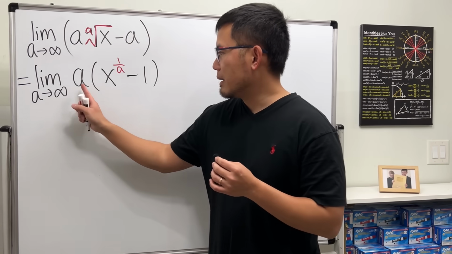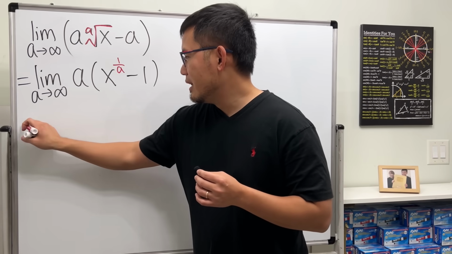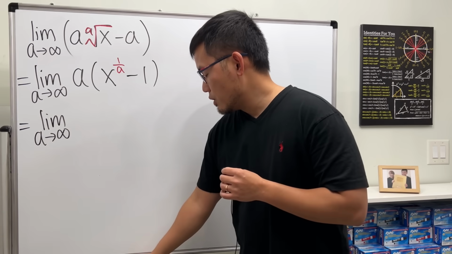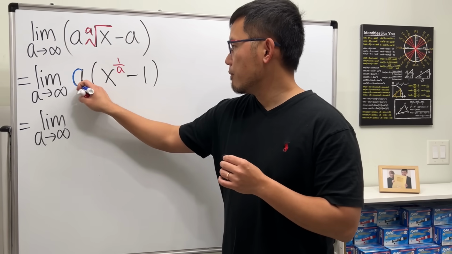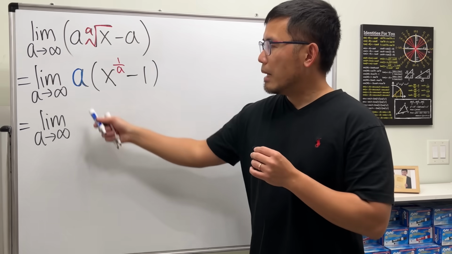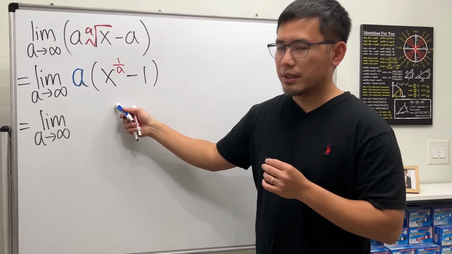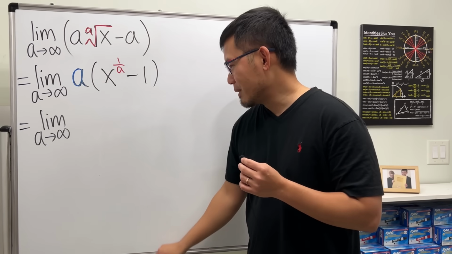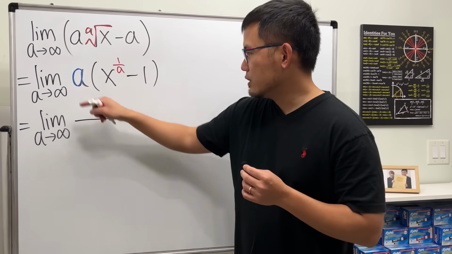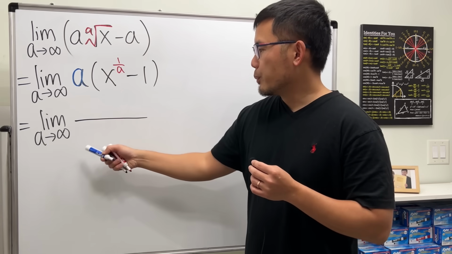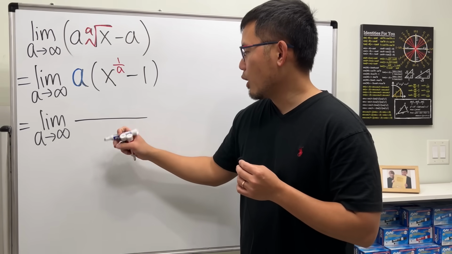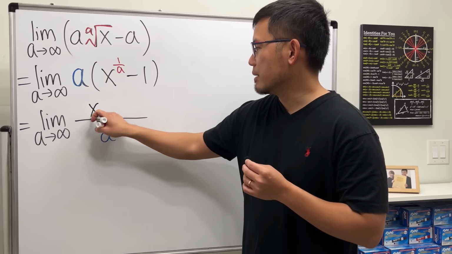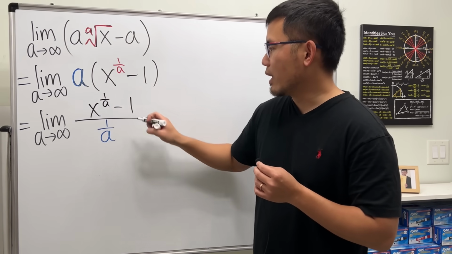And we can actually do so by working with this a right here. Let me write it down. We have the limit as a approaching infinity. For this a here, this is the usual trick that we can do. I'm going to bring this down to the denominator. What I mean by that is the following. Originally it's on the numerator. Bring it down, and you get 1 over a on the bottom like this. And then the top is still the same, x to the 1 over a minus 1.